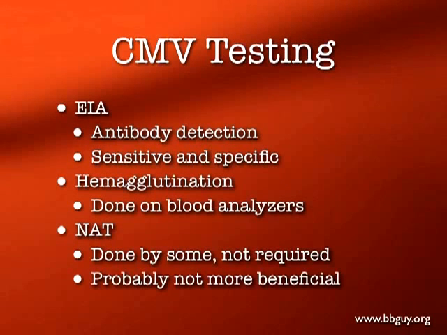Testing that can be done for CMV includes EIA for antibody detection, hemagglutination, which is done on blood analyzers, and in fact is the most common way that blood donors are tested for CMV in the United States right now. NAT is possible, it can be done, but it's not required, and it probably doesn't help a whole lot more.